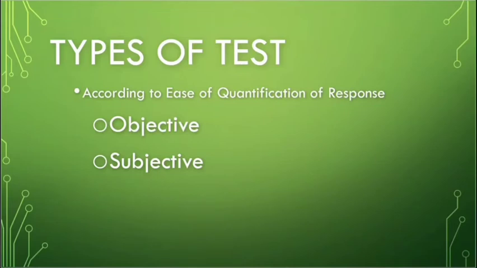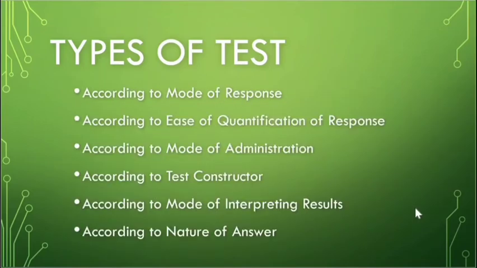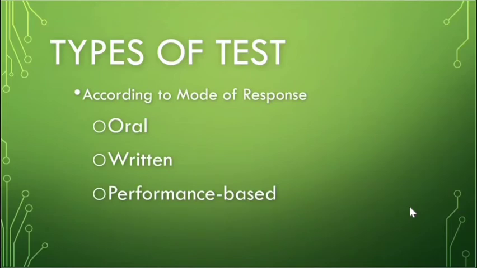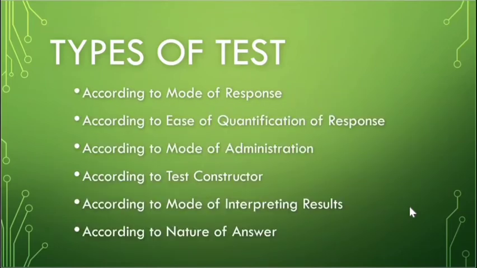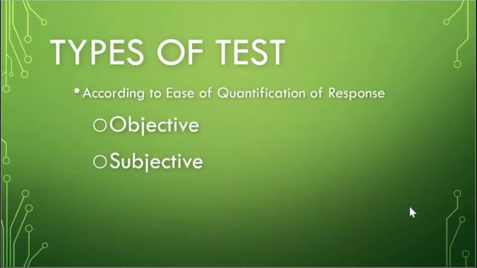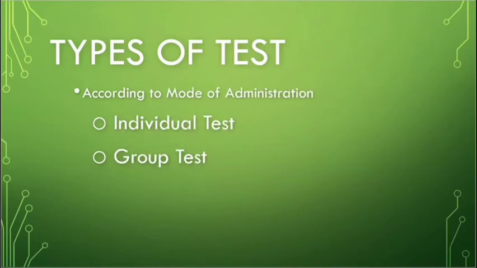Again, for objective, it's a single or specific convergent answer. Examples are multiple choice type of test. We also have definition of terms. We also have true or false, completion, fill in the blanks. Matching items. Next type of test is according to mode of administration.